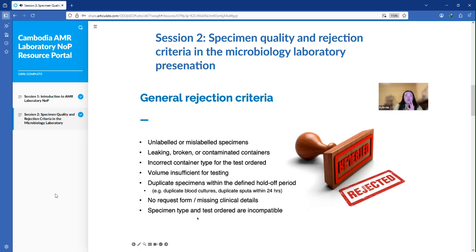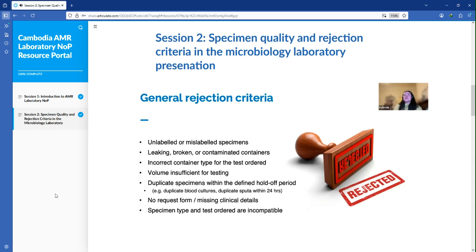If something doesn't have a request form or is missing clinical details, that is another reason you might have to reject a test, or at least call the clinician to see what the test is. And lastly, the specimen type and the test ordered are incompatible. For example, if you received a urine and they asked for a blood culture request instead.